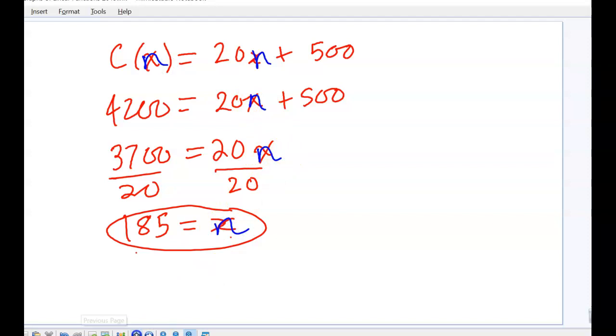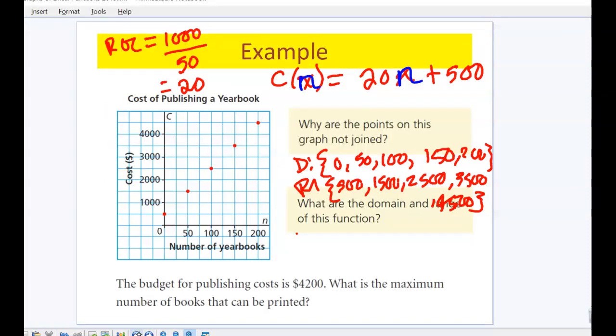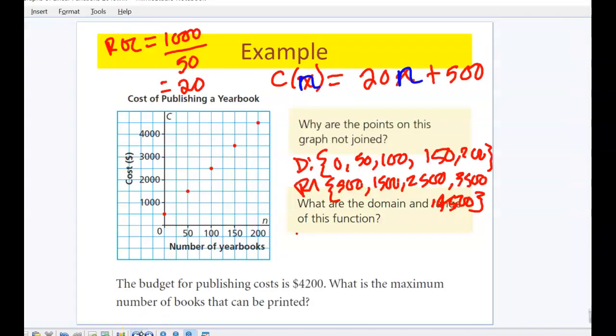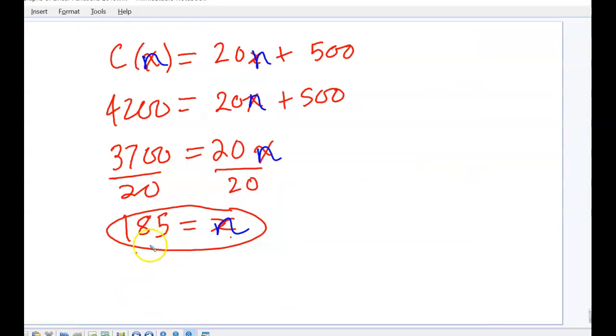So the number of books that could be produced with 4,200 would be 185. But if you had to do them in terms of booklets of 50, because it looks like in our chart you can only do yearbooks in groups of 50, 185 is not a multiple of 50, so the closest multiple of 50 less than 185 would be 150.